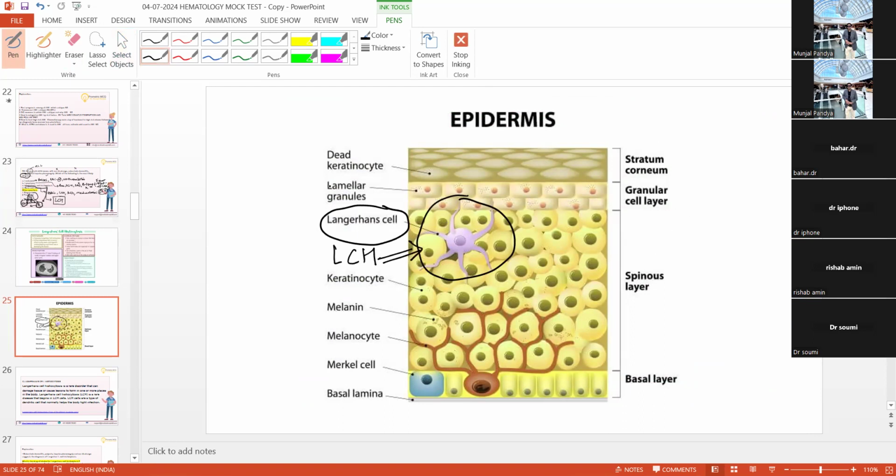So this is all skin layer, right? You can see dead keratocytes, keratinocytes, melanin, melanocytes. If a tumor arises from melanocytes, it is called melanoma, malignant melanoma.